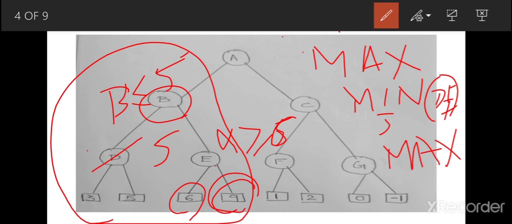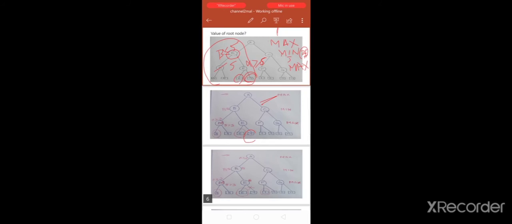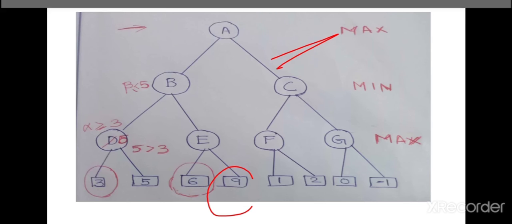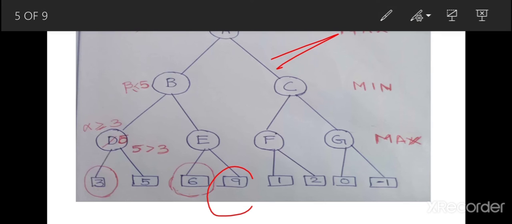Is that clear? So here I will explain once more. Initially we start from 3, and alpha should be greater than or equal to 3. Then we consider the node 5, and 5 is greater than 3, so node D is 5. Then that value is passed to B. So the condition is beta should be less than or equal to 5 because the min is specified here. Then we traverse and reach 6.